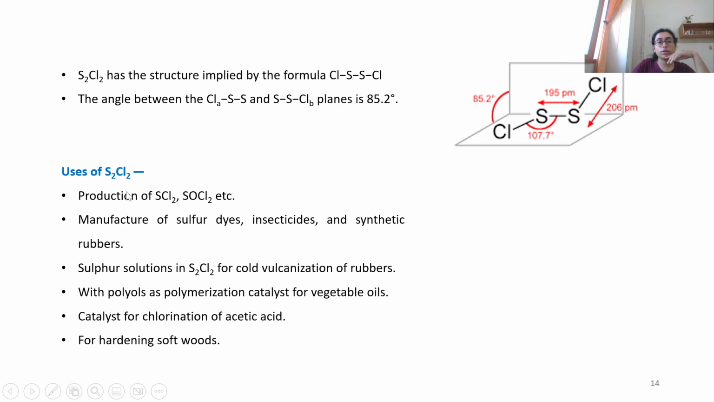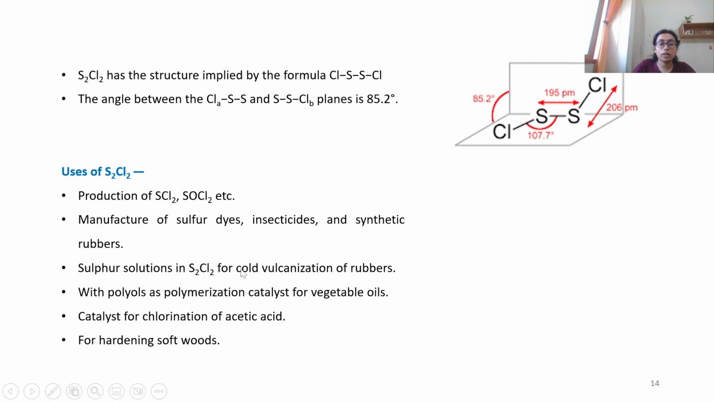So what are the uses of disulfur dichloride? It is used for production of other sulfur-containing compounds like thionyl chloride, SOCl2, and so on. It can also be used as a good sulfurizing agent and as a chlorinating agent, a catalyst for chlorination. It can provide a sulfur source and a chlorine source, and it is used for hardening of soft woods.